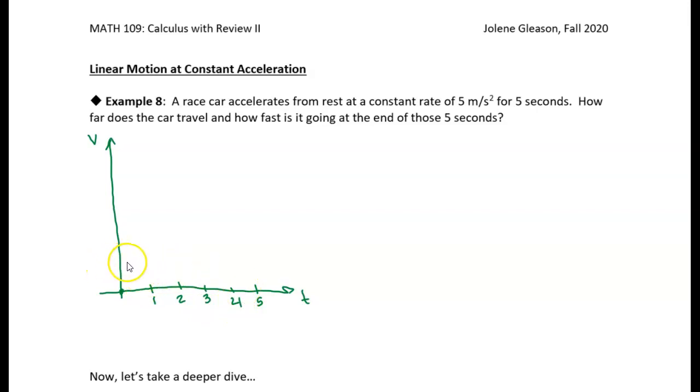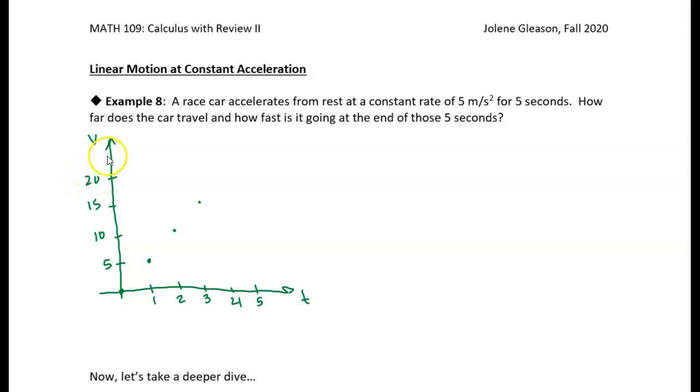After 1 second, if I'm accelerating at 5 meters per second per second, I'm going 5 meters per second. After 2 seconds, now I'm going 10 meters per second, right? That's what acceleration means: my velocity is increasing by 5 meters per second every second. Then I'm at 15 after 3 seconds, and so on. So you can see that this velocity curve is a nice straight line, because the rate of change is 5 meters per second every second. I have a constant rate of change, which gives me a line.